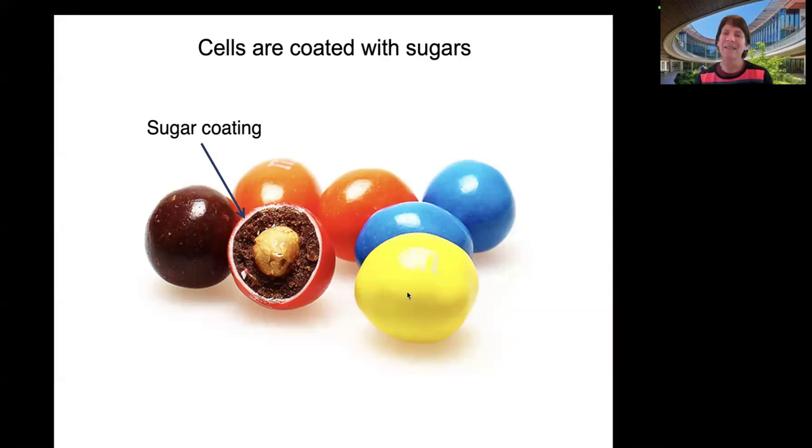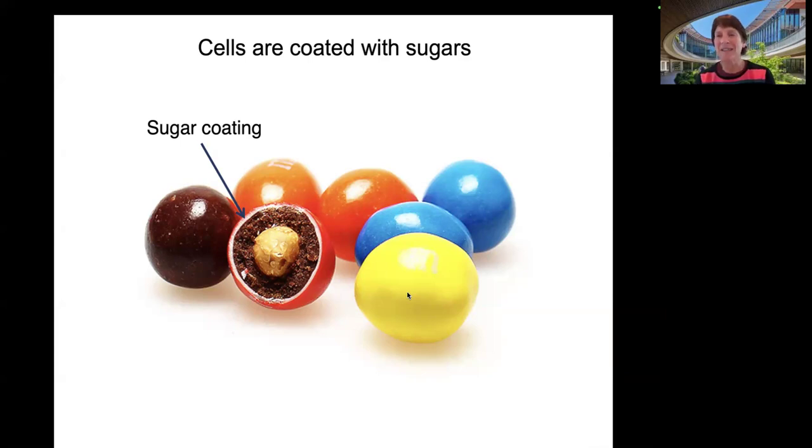And back in the 1980s, people didn't really have a very good idea as to what the actual function of the sugar coating was. In fact, people just assumed it was no more interesting than the sugar coating on the M&M. And people of a certain age, which maybe some of these parents and family members are, might remember the M&M commercials from the 1980s, which was that M&Ms melt in your mouth, but not in your hand because of that protective coating. And so that's what people thought about cells, that they just have this protective coating.